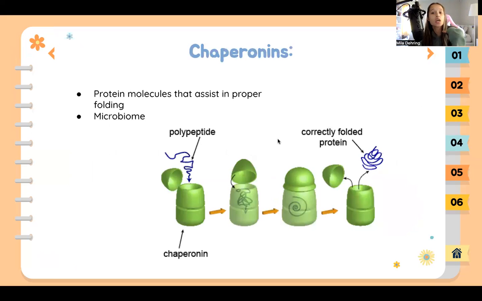Another thing you need to know is chaperonins. These are protein molecules, proteins themselves, that assist in the proper folding of protein chains. They act as almost their own little microenvironment that allows the polypeptide to enter, fold itself, and go out as the correctly folded protein without interacting with outside factors that might try to denature it or mess up its folding.